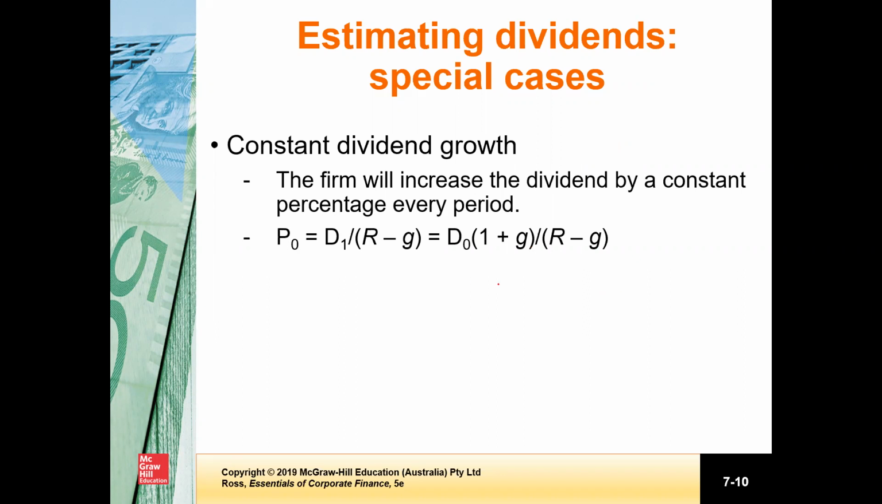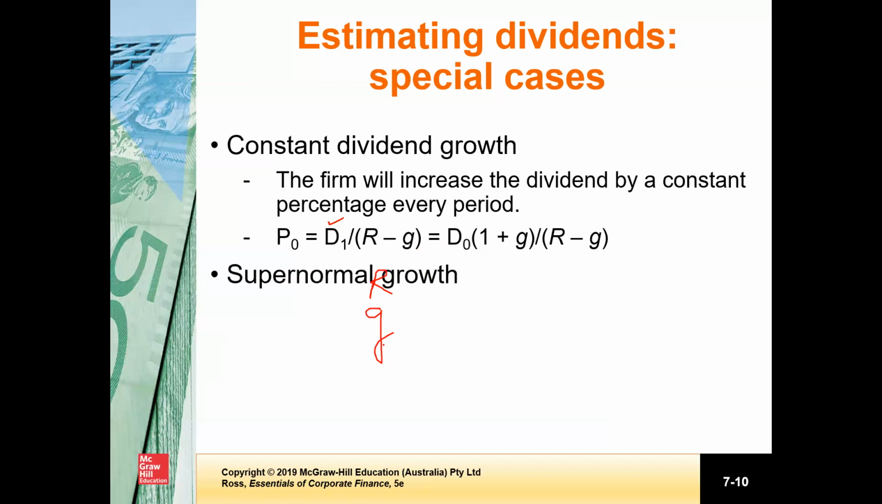So in this case, how do we calculate the value of a stock? We calculate the value of a stock as the present value of D1, the dividend next year, divided by R minus G. R is the required rate of return and G is the growth rate. This is how we calculate the value of a stock when dividend is expected to grow at a constant rate. We will see examples.